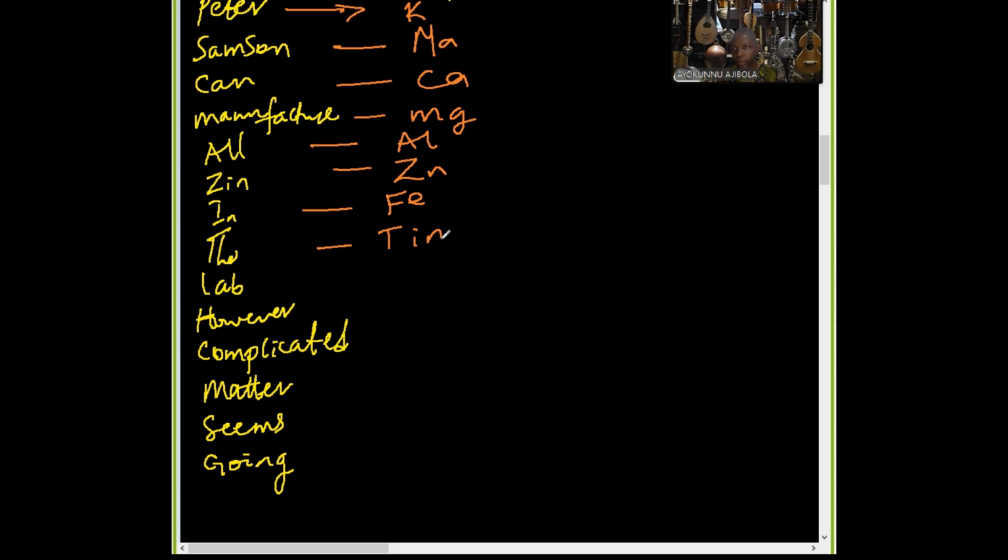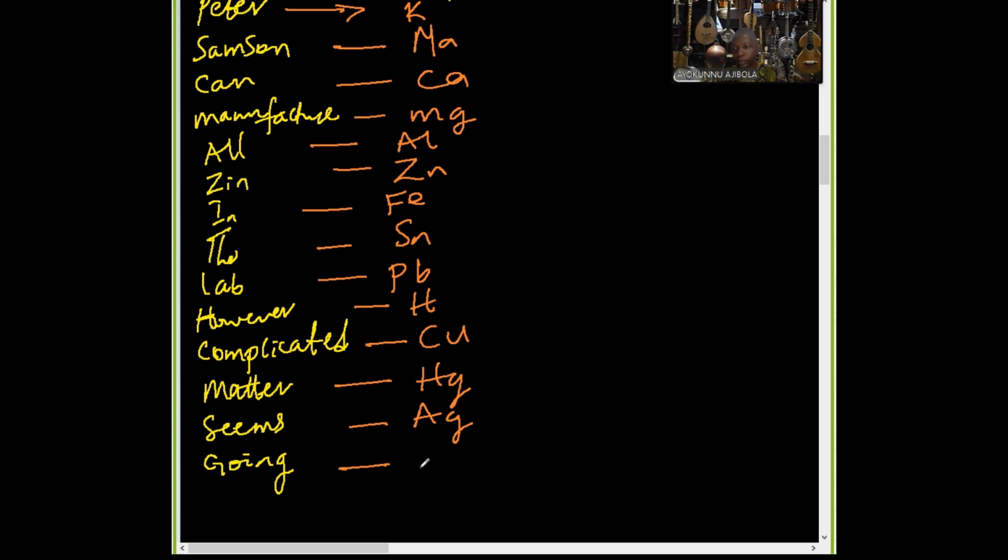Tin, which is Sn, lead, hydrogen, copper, mercury, silver, and gold. So Peter Sampson can manufacture all zinc in the lab.